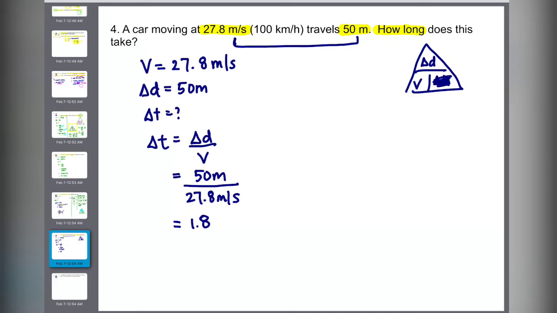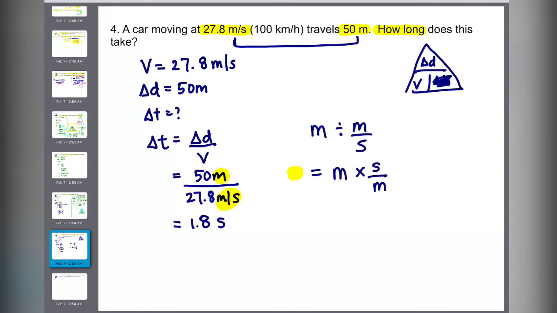The units, I'm going to challenge you to write it down. What do you think the unit for this time is? It should be in seconds. And if you want to check, I have meters divided by meters per second. Those are the units that we're dealing with. And in math, if you remember, whenever I'm dividing a fraction, it's like multiplying the reciprocal.